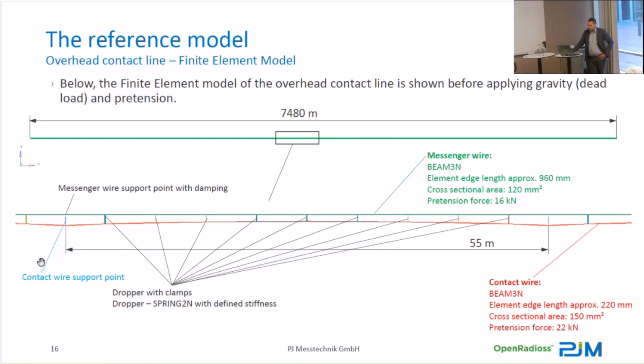Then, of course, everything has to be supported. So the messenger wire is supported here. It's just with a spring with some damping inside. Contact wire support in this model is here. Also just some stiffness. And we have the droppers, which you can see here. 9 droppers in total in one span. And we modeled them with spring 2 elements with defined stiffness.